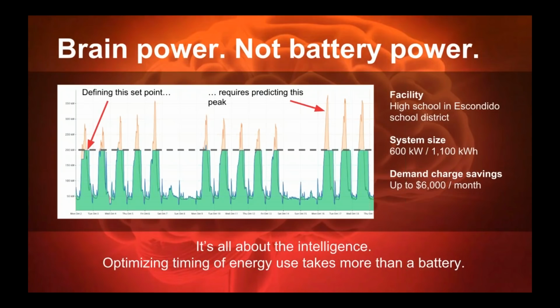So what I'm showing here in this example is one of our customers. It's a high school in Escondido, which is in the San Diego area. And we are looking ahead a month out in order to understand what this customer's load might be. We need to predict what kind of energy they're going to be using 30 days in advance so that we can design the optimal control strategy in order to minimize their bill at the beginning of the month.